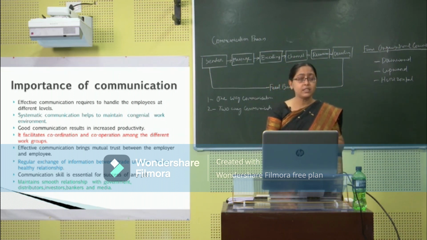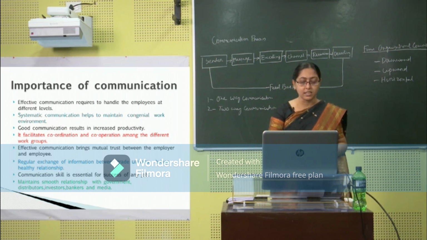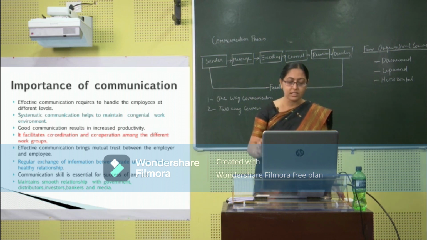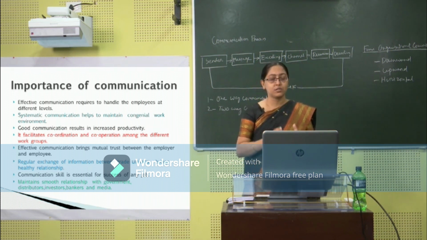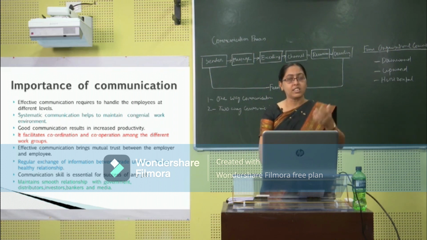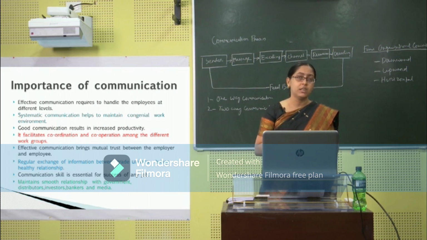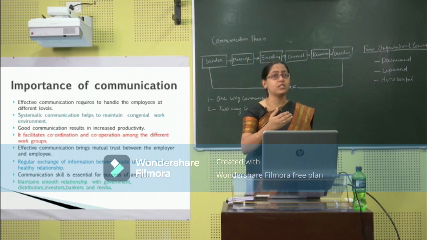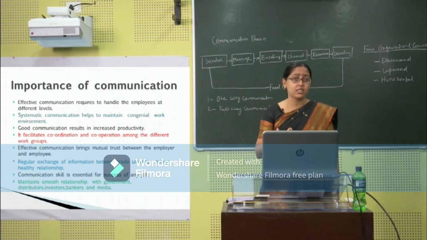Then communication skill maintains smooth relationships with the government, distributors, investors, bankers, media, you can say all the stakeholders connected with the business. Without informing them regarding the status of the business establishment, it will not be an easy task for organizations to run smoothly.